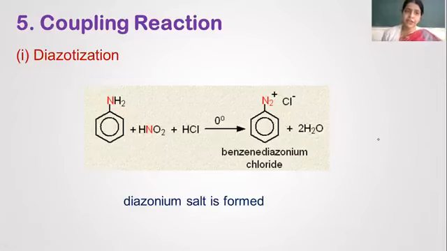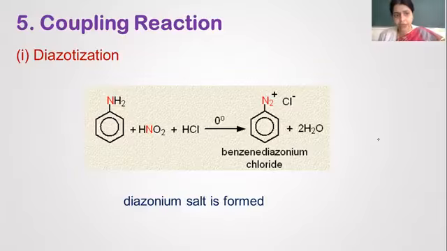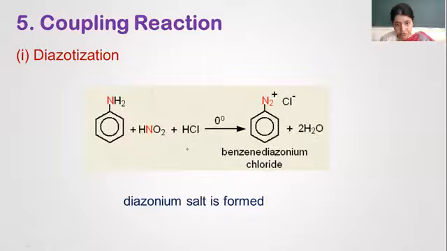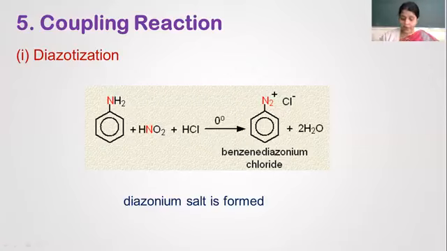After that, the last reaction is the coupling reaction. A coupling reaction is initiated by diazotization. Coupling is always carried out after diazotization. You know, diazotization is the reaction of an aromatic amine with nitrous acid, or with a dilute solution of sodium nitrite in the presence of concentrated HCl. At lower temperature, benzene diazonium chloride is formed. This step is diazotization, in which the diazonium salt is formed.